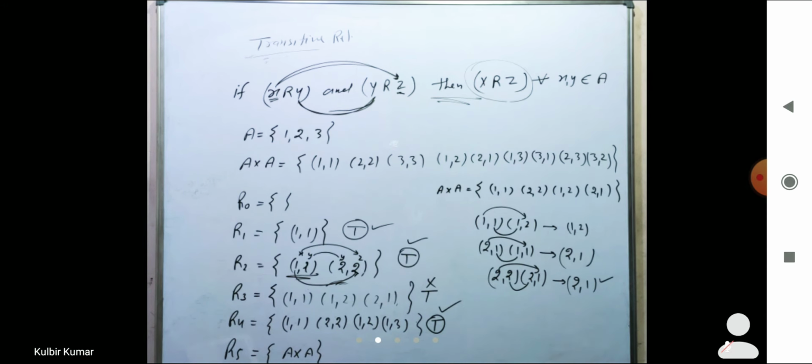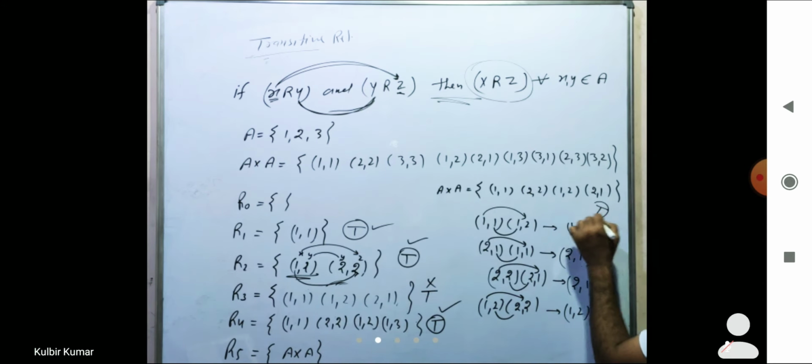What can be the further case? If it is 1,2 and then 2,2, so y is matching, it means there should be 1,2 also. So 1,2 is there or not? Yes. So we have checked all the cases. After that we conclude that all the cases are satisfying, and finally this is transitive.